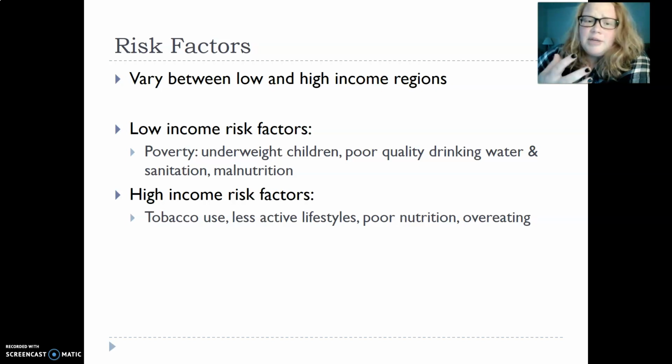In high income areas, your risk factors are more lifestyle related. So it's tobacco use, less active lifestyle, like you're sitting at a desk all day, poor nutrition, overeating. You can be malnourished and overweight at the same time. So that is more indicative of a high income risk factor.